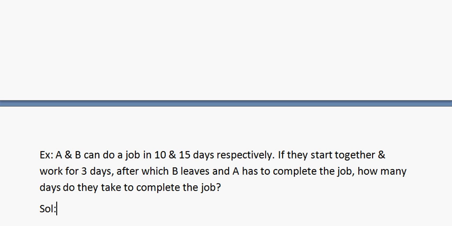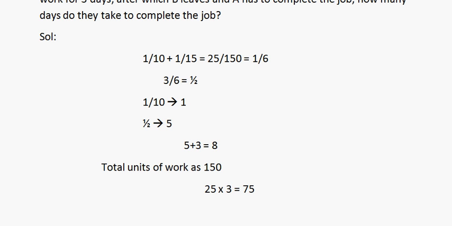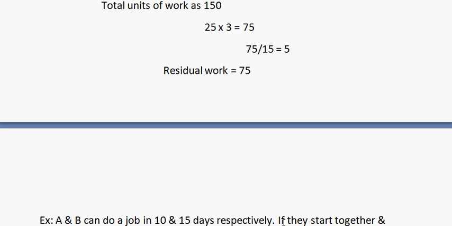A does 15 units per day. For 75 units, he would take 75 by 15, which is equal to 5 days. So total days are 5 plus 3, 8. Here you see the calculations are without any denominator, without any fraction, and I feel calculations without fractions are much easier to handle. If you feel otherwise, you can use the conventional method as well.